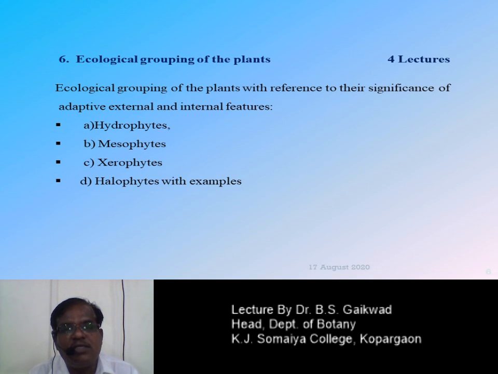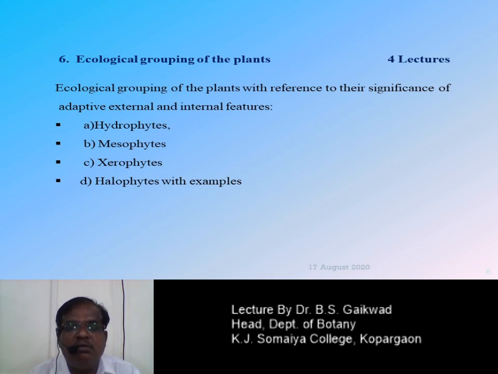These mesophytes show different types of characters. Which type of characters? Senescence is a very important character. Senescence means what? When there is a particular season in which water is not more in the soil, then this plant drops away the leaves. So this senescence concept is there. The root system is properly developed. Some of these plants are shade loving. So these are the very important characters found there.